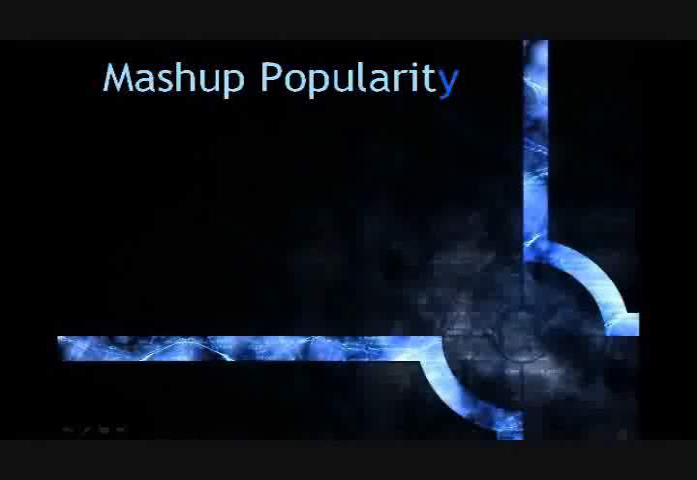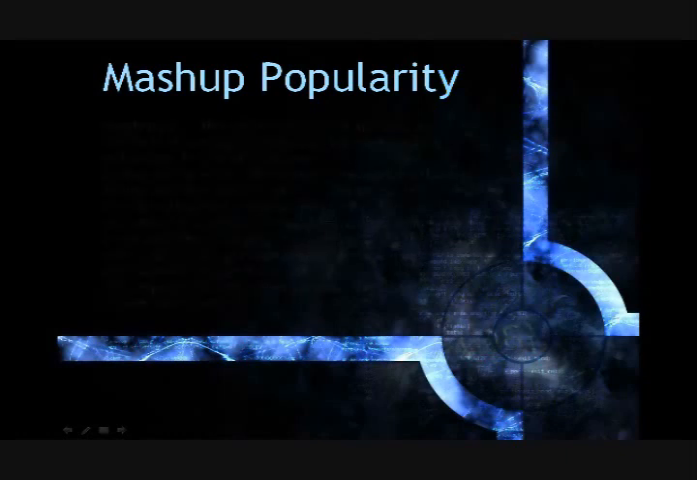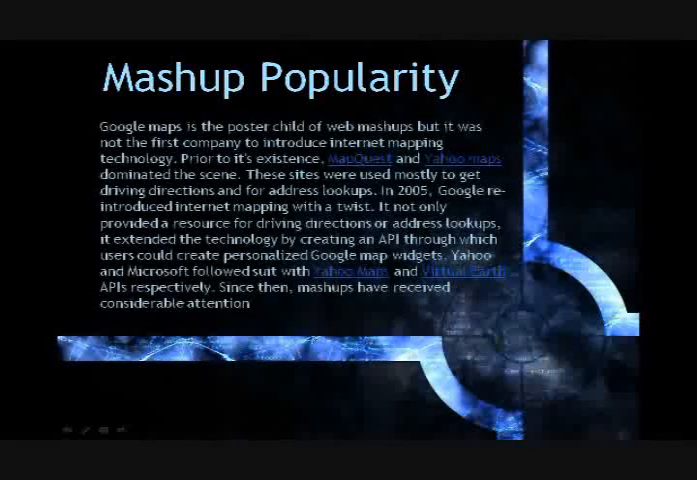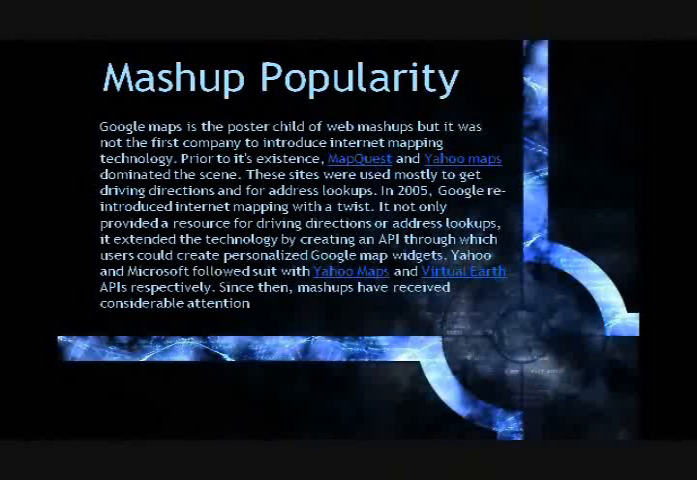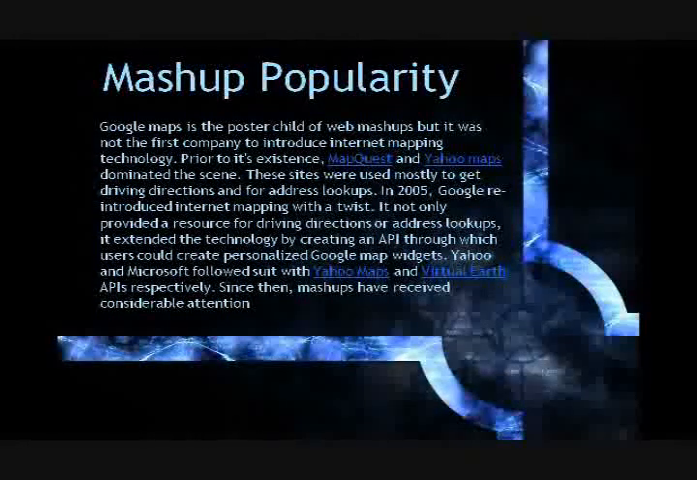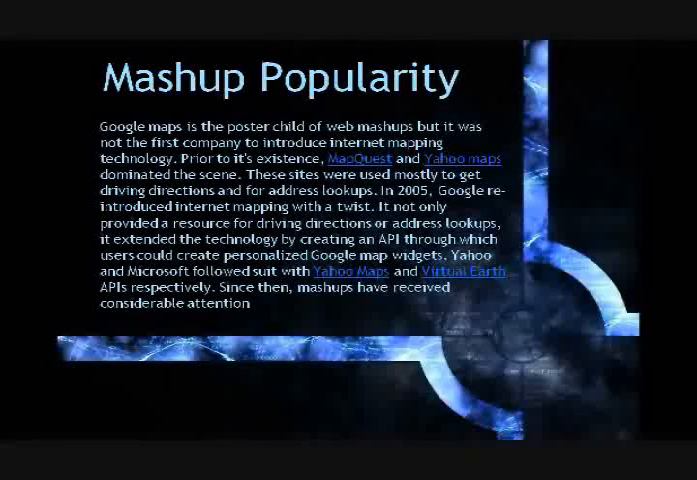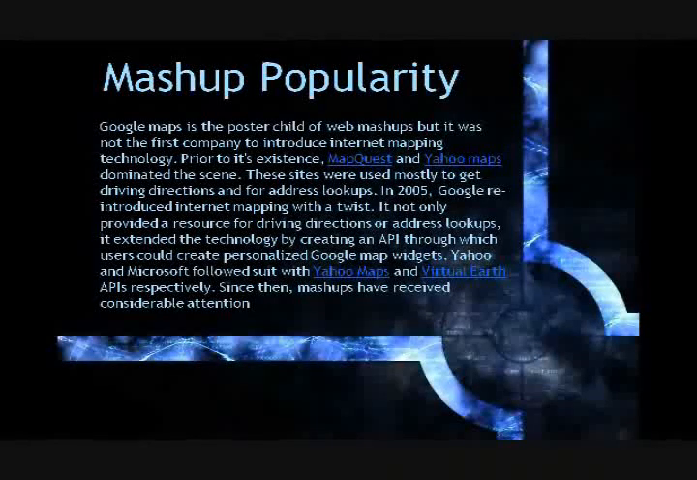Now let's see the mashup popularity. Google Maps is the poster child of web mashups, but it was not the first company to introduce internet mapping technology. Prior to its existence, MapQuest and Yahoo Maps dominated the scene. These sites were used mostly to get driving directions and for address lookups. In 2005, Google reintroduced internet mapping with a twist.